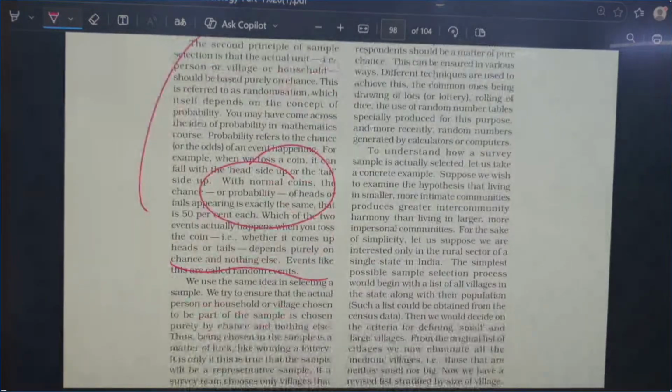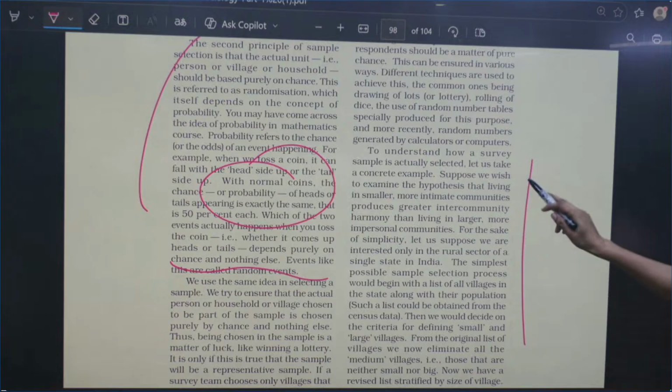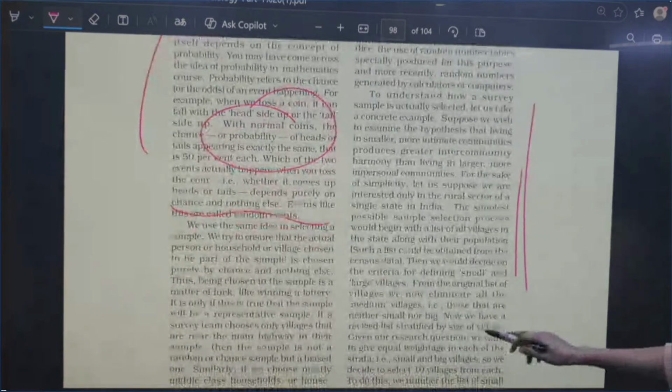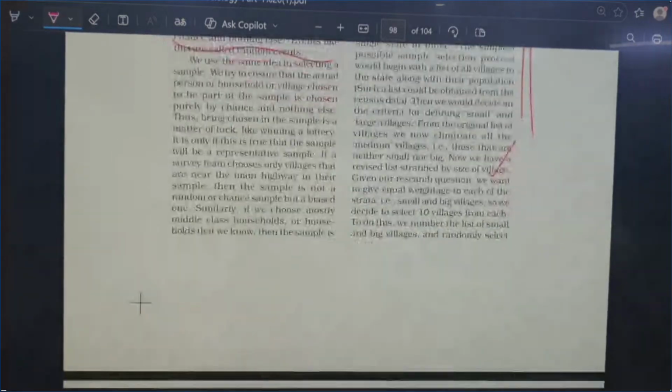to understand how a survey sample is actually selected, let us take a concrete example. Suppose we wish to examine the hypothesis that living in a smaller, more intimate community produces greater inter-community harmony than living in a larger one. So for the sake of simplicity, let us suppose we are interested only in the rural sector. So in what way are we taking a large size, what are we doing? 10 villages we have taken. I have already explained this in yesterday's class.